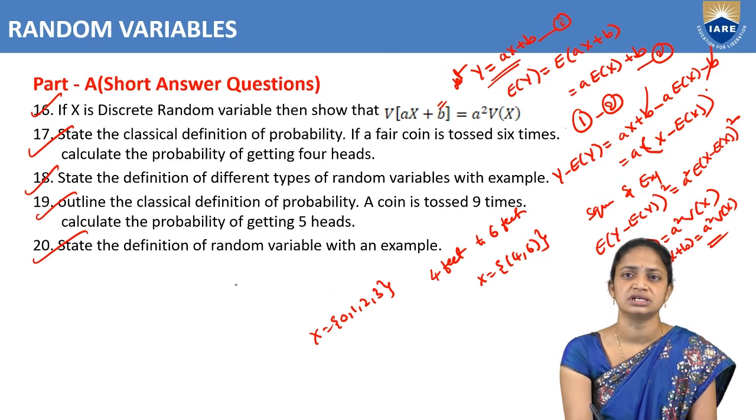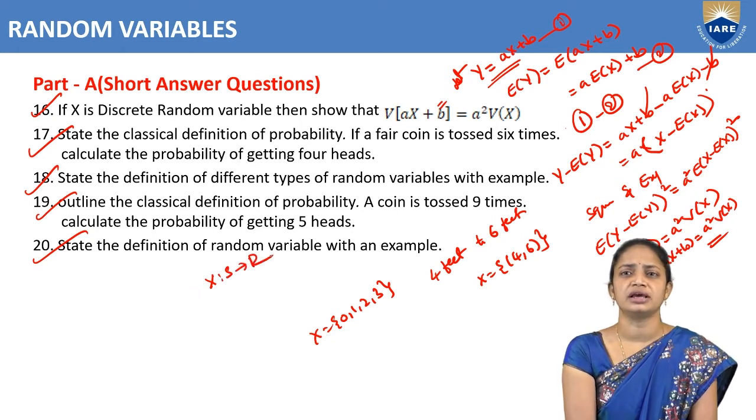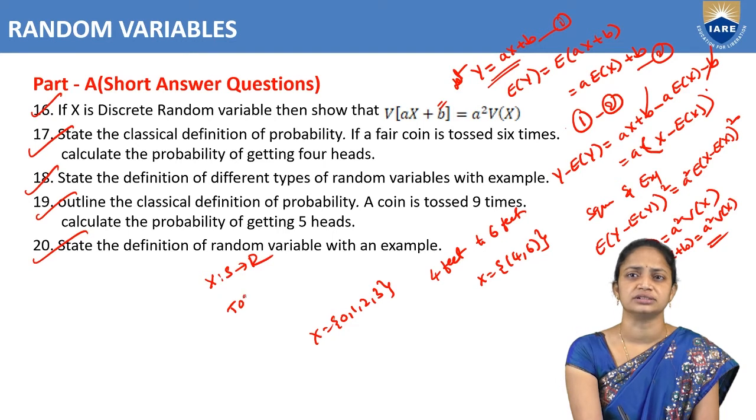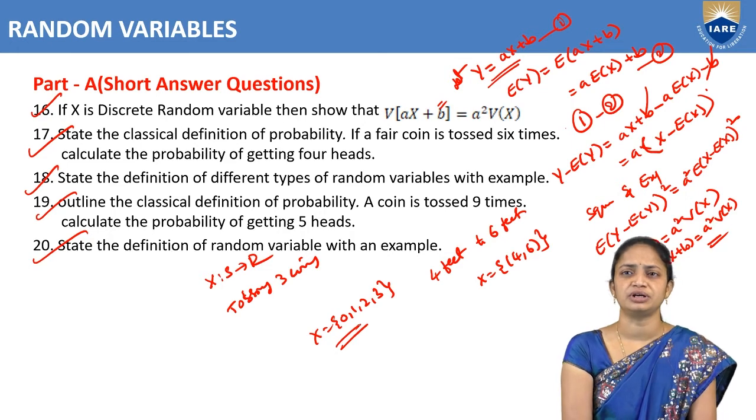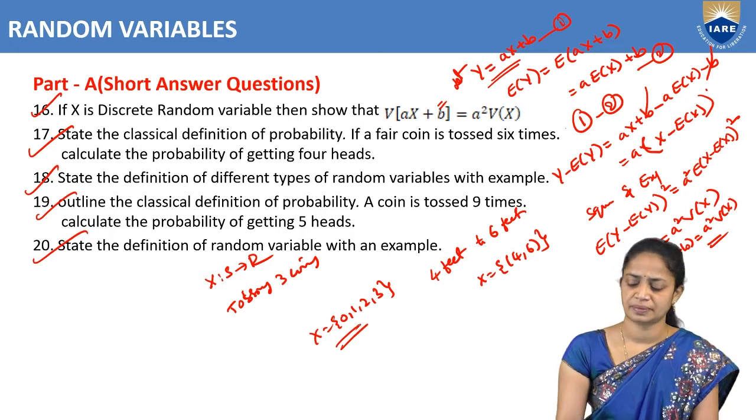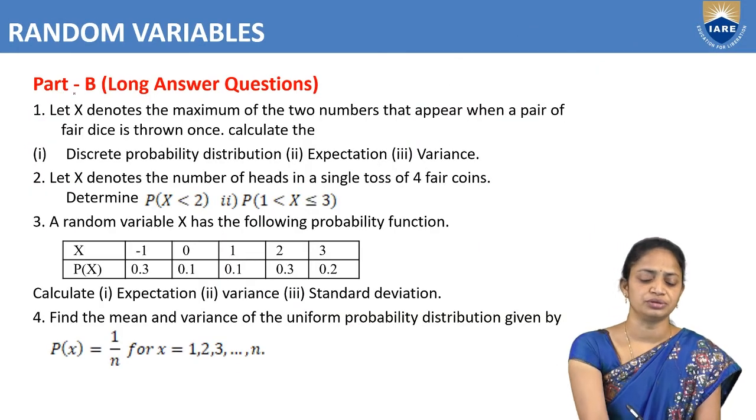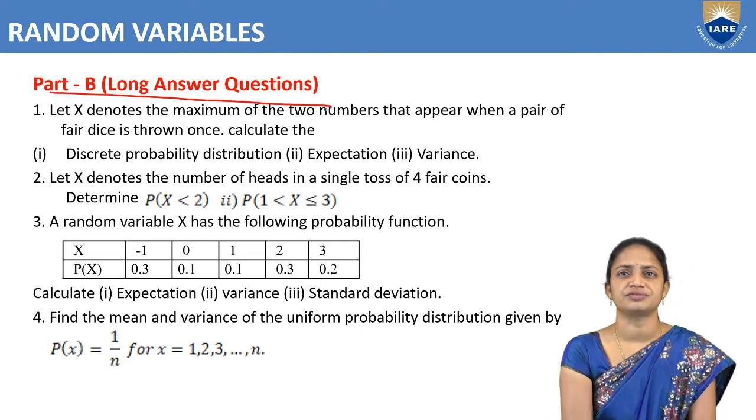Already I have discussed random variable. A random variable is nothing but, in any random experiment, the sample space associated with real numbers. So tossing 3 coins means we'll get x equal to 0, 1, 2, 3. Now coming to part B, long answer questions.